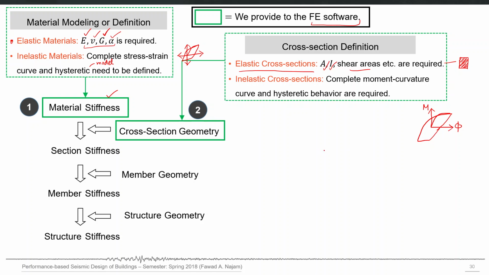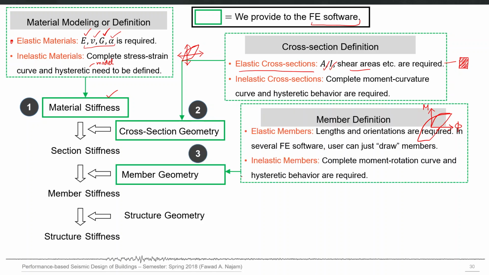The third step is the member geometry, which is the member definition in a finite element software. If we are modeling the elastic members, only the lengths and orientations are required. In several latest finite element software, user can just simply draw these members. So you will be given a canvas in which you can just draw those elements like any drafting software, and then software will automatically know the length of those members for elastic modeling.